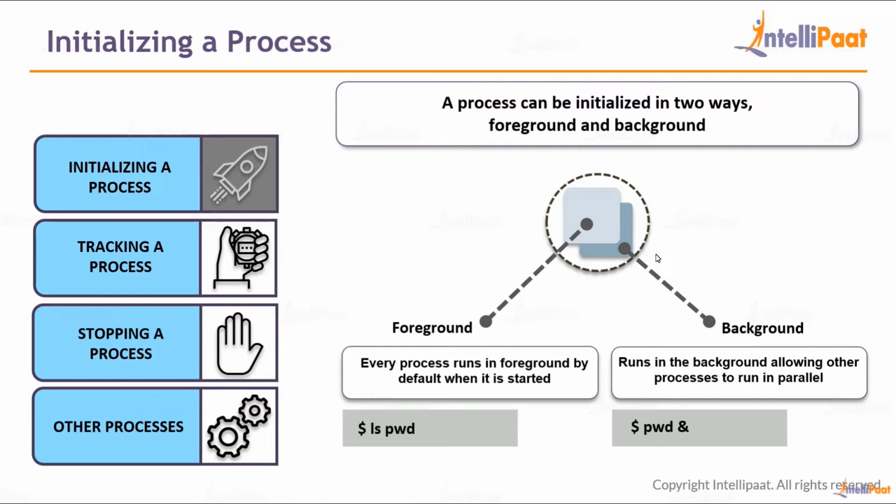First, initializing a process. A process can be initialized in two ways: foreground and background. Every process runs in the foreground by default when it is started. So when I type in pwd, it will show you the output in the terminal, so it is a foreground process. A background process runs in the background, allowing other processes to run in parallel. So let's say in another terminal there is another command running, and in this terminal you can use an ampersand at the end, which will push your command to the background. So now it will be a background command. Let's do this.